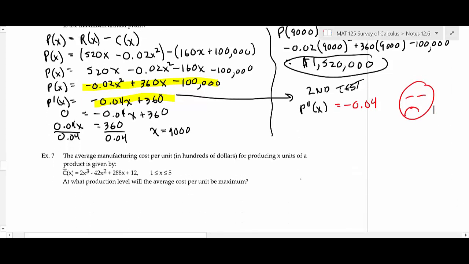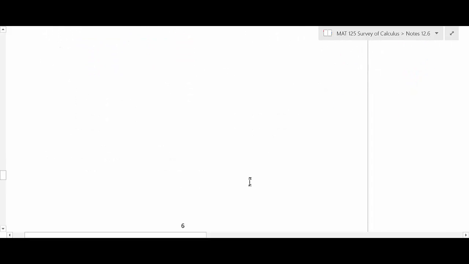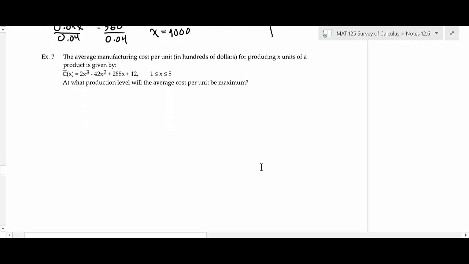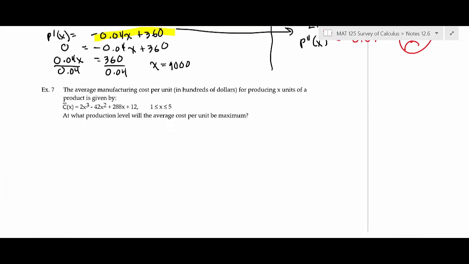Okay, so let's go ahead and do this one, and then I'll run through number 8. This one right here, we've done average cost, so I just want to remind you of how you've done this. I've already given you the average cost. That's C bar of X. And I've given you the conditions between 1 and 5, and that's in hundreds of dollars. So we're producing X units. What production level will the average cost be a maximum?